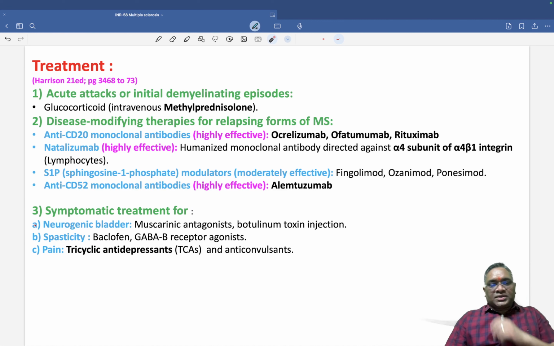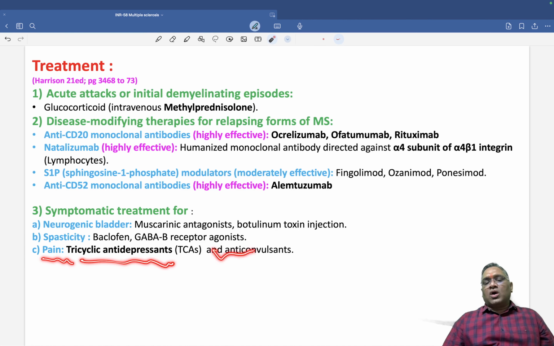Symptomatic treatment we are using for neurogenic bladder, spasticity or pain. For neurogenic bladder, we are using muscarinic antagonist or botulinum toxin injections. For spasticity, we are going to use baclofen, a GABA B agonist. For pain, tricyclic antidepressant or anticonvulsant.